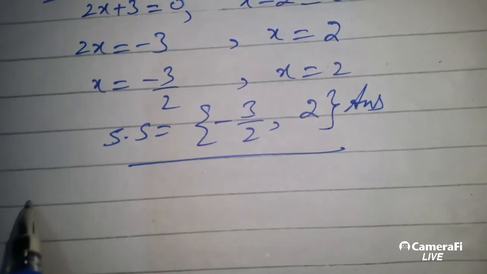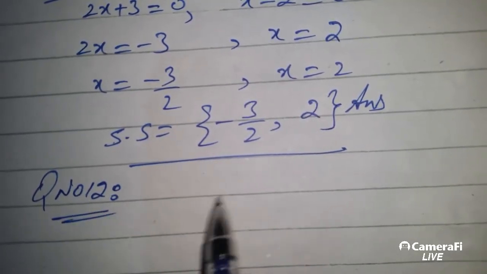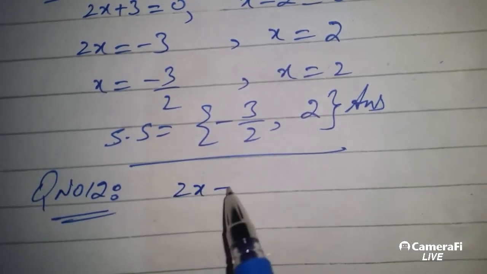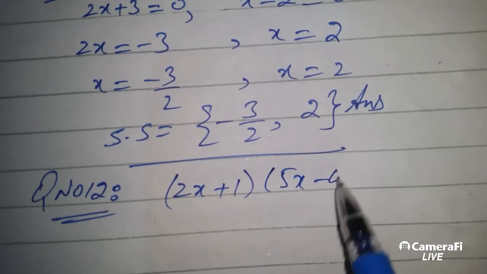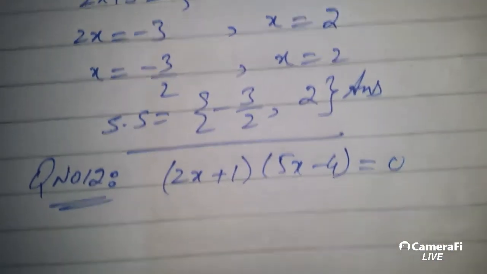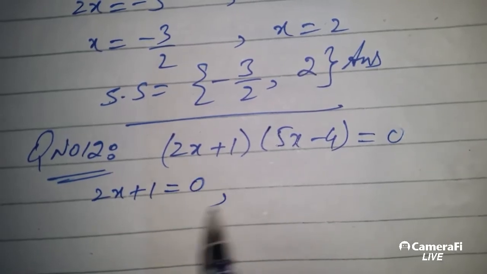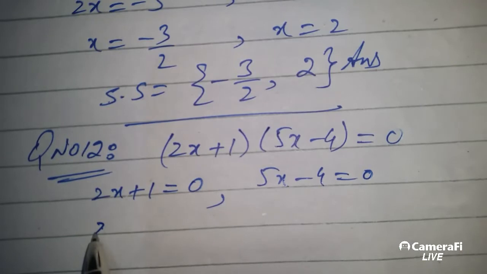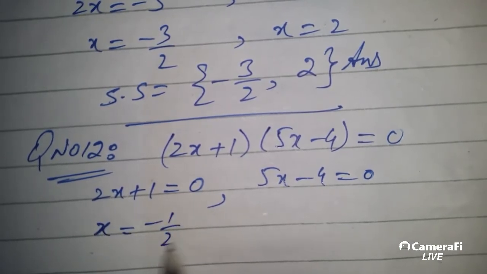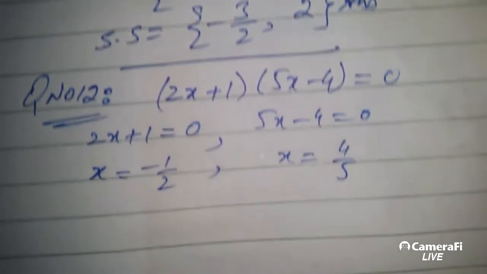Question number 12. 2x plus 1 and 5x minus 4 is equal to 0. So either 2x plus 1 is equal to 0 or 5x minus 4 is equal to 0. So x is equal to -1/2 and x is equal to 4/5.